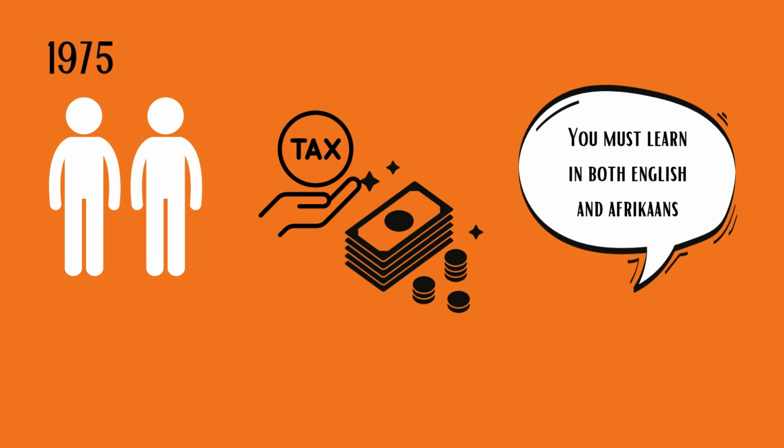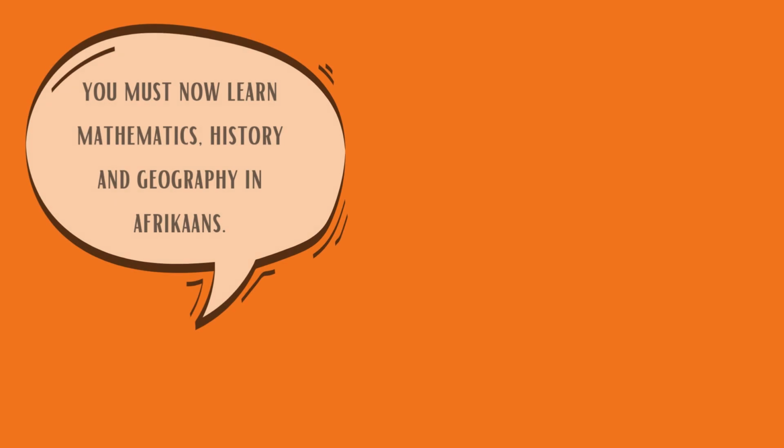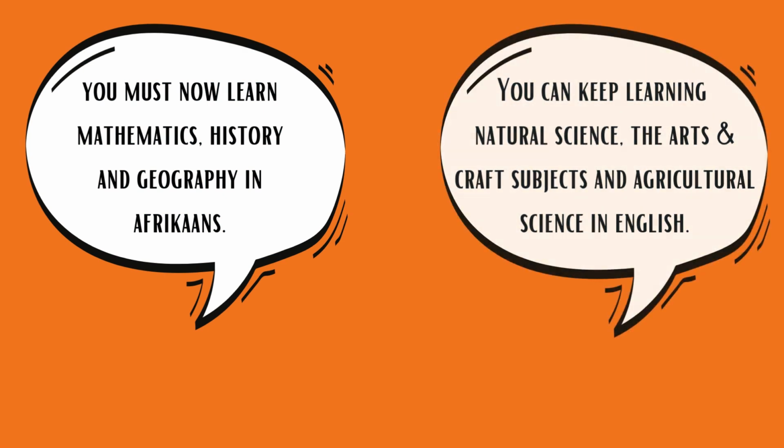Remember, they wouldn't let black people get a good education and have good jobs so that they could pay taxes too. They said that students must now learn mathematics, history and geography in Afrikaans, but could keep learning natural science, the arts and crafts subjects and agricultural science in English.